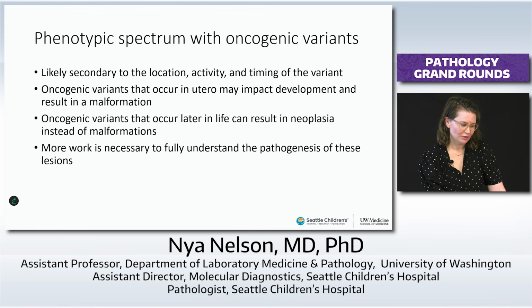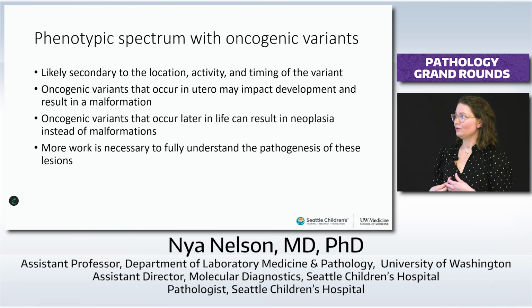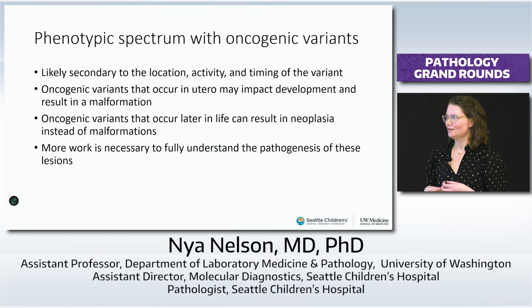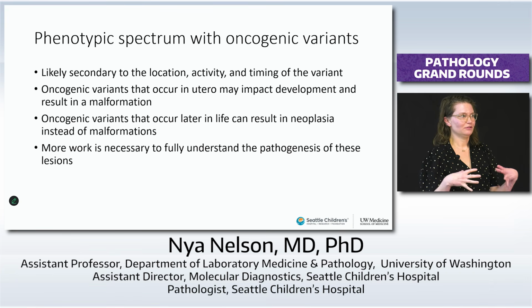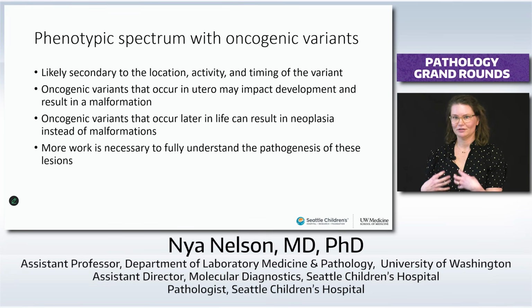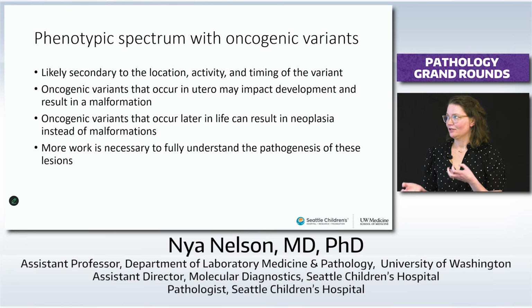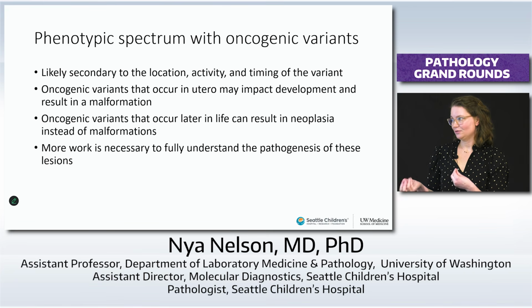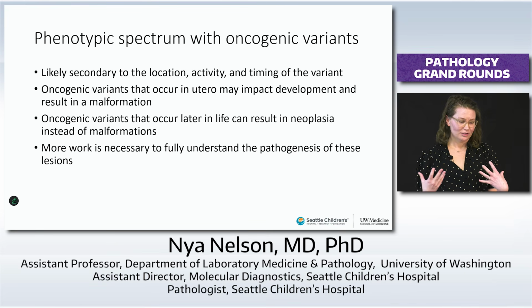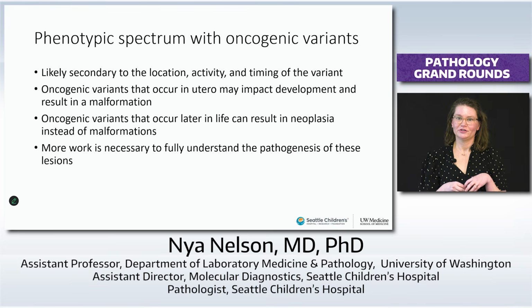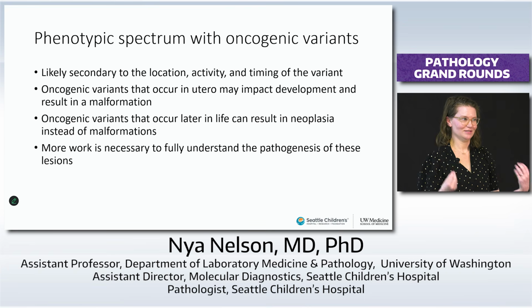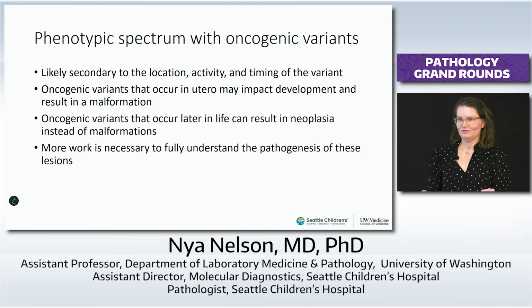And so to summarize what we know about this phenotypic spectrum that we can see with oncogenic variants, both in PIK3CA and in KRAS, we think that there's probably a lot of different developmental factors at play that can result in these unique phenotypes. And that these oncogenic variants, when they occur in utero, can result in malformations instead of malignancies. But we really have a lot of work left to do to fully understand the pathogenesis of these lesions and understand within any given individual which specific cells are impacted.